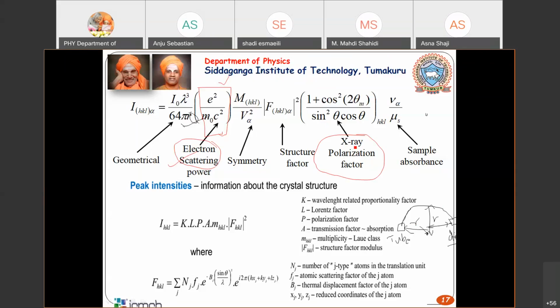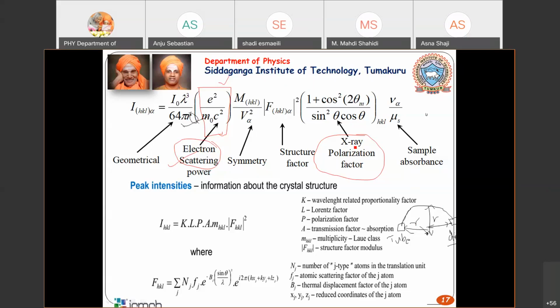So this will also contribute to your intensity, and the last one is your absorbance. As we know, each element has a different size. In the same way, each atom has a different X-ray absorption. If I'm using cerium, it has a different X-ray absorption; if I take lead, it has a different absorbance; and if I take titanium, it also has a different absorbance. So this is the meaning of absorbance.